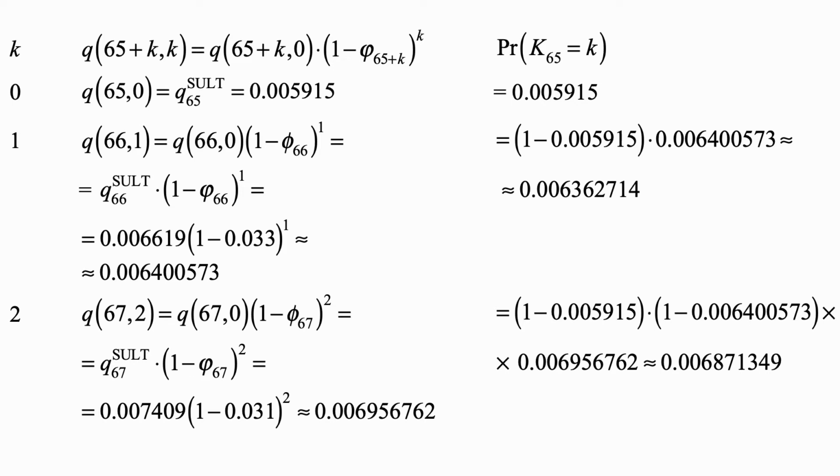I'm sorry, for K equal to 2, Q of 67, 2 is Q of 67, 0 from the standard ultimate life table, times 1 minus phi 67 squared, and that's 0.007409 times 1 minus 0.031 squared, and that's approximately 0.006956762. And the probability that K65 is 2 is the probability of surviving the first 2 years based on the probabilities calculated above, times this mortality probability that we just calculated. And that comes out to be about 0.006871349.